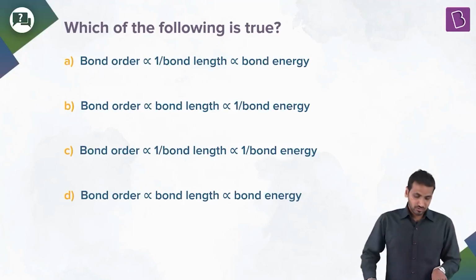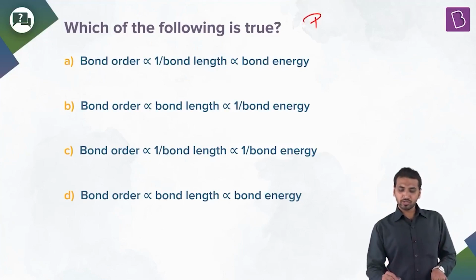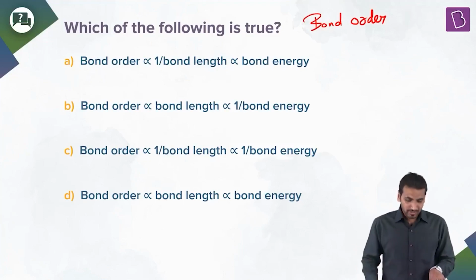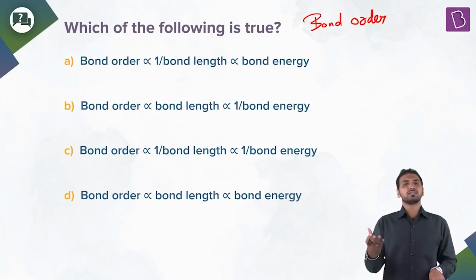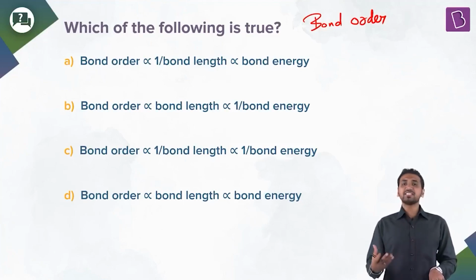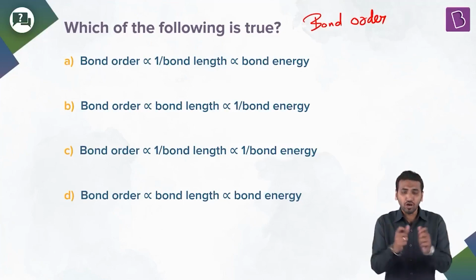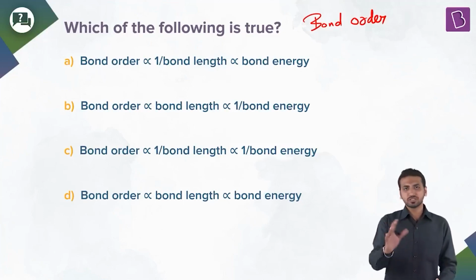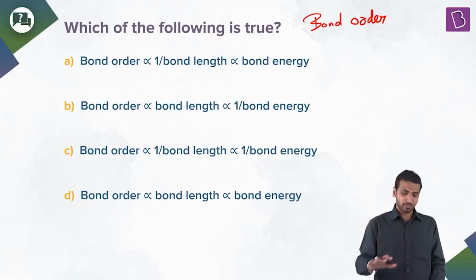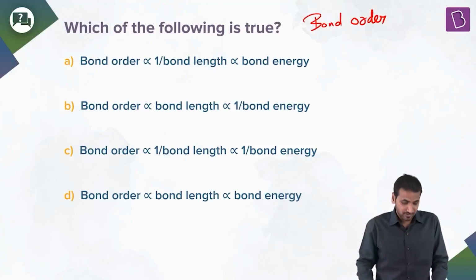If you talk about bond order, what is bond order? Bond order is basically the number of bonds between two particular atoms. Bond length is the length of the bond between the atoms. And bond energy, what is bond energy basically? The energy required to break that particular bond, or energy released when that particular bond is formed. These are the general definitions, not going into the technicality of the definitions.